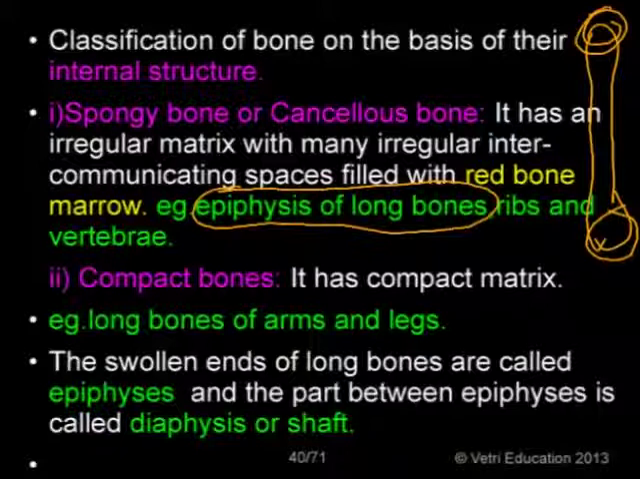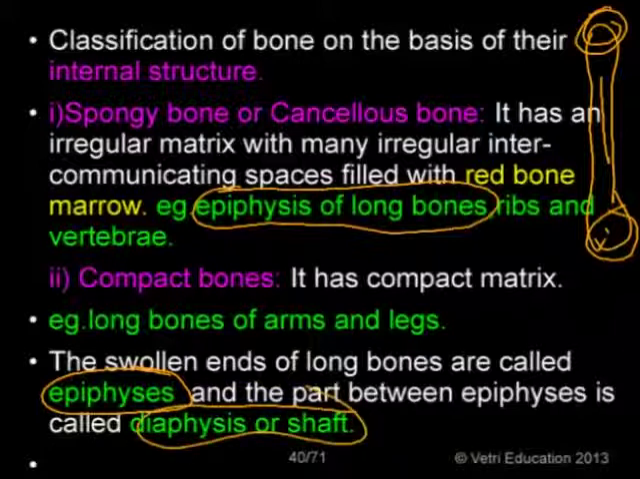Now in the case of compact bones, there are two ends. Suppose you are taking the thigh bone, namely the femur, or the upper arm bone, the humerus. There are two ends. The two swollen ends are called epiphyses. And we have the main body of the bone in between the two epiphyses, and that is called the shaft, or diaphysis.